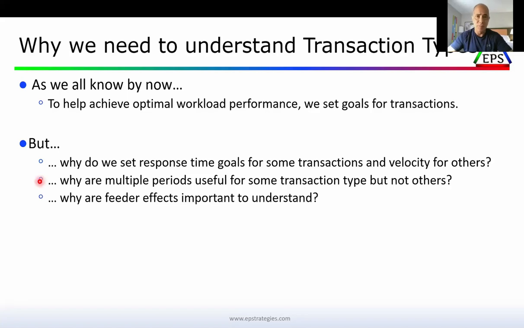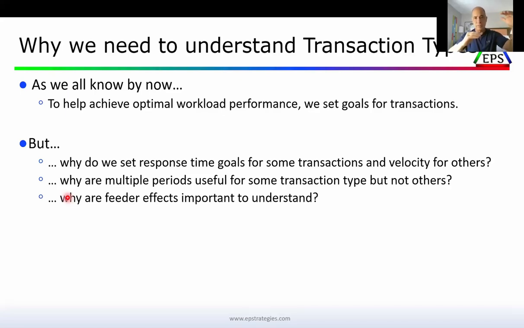The other thing is, in terms of multiple periods, why are certain transactions eligible for multiple periods and other transactions are not eligible for multiple periods? And when would you use a multiple period? And then there are also things like feeder effects, where we always want to make sure that if we have our transactions, the feeder effect, meaning if a particular address space or transaction doesn't do well, then this transaction won't do well.